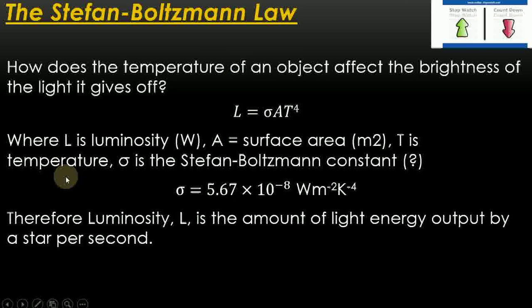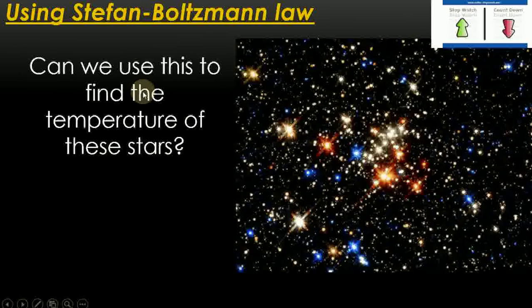So luminosity then is, as I said, the amount of light that we get out of a star every single second. And you can see that very, very important is the temperature of the star. If you double the temperature of the star, the luminosity goes up by a power of 4. Similarly, the larger your star is, the greater your luminosity will become.